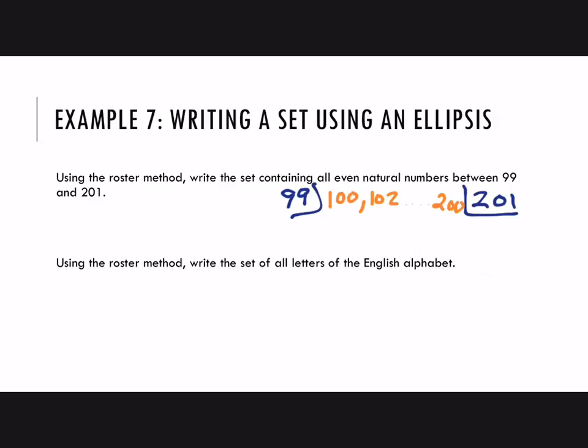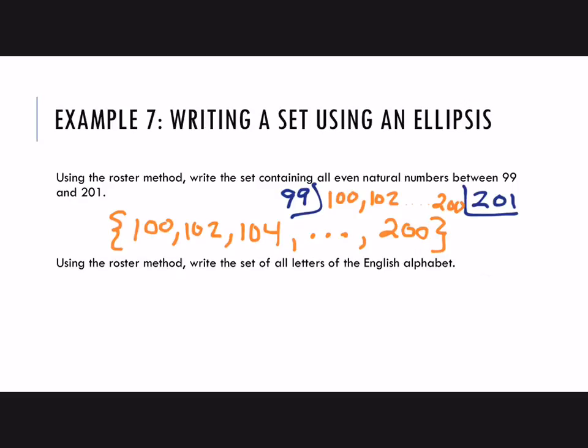Okay, so using the roster method, this would be the braces, and we would list a few to establish a pattern so that people can see we're counting up by twos when they look at this description. And then at some point you stop, use the ellipsis, another comma, and then put the ending number, so stop at 200.